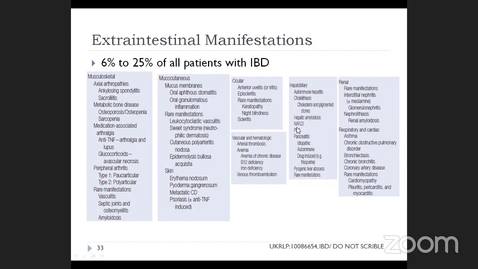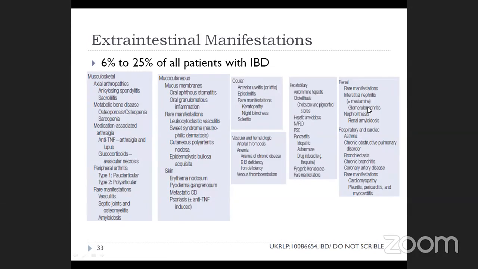The other associated extraintestinal manifestation is cholelithiasis, which is more common in Crohn's disease because of the involvement of the terminal ileum and because of the involvement of the bilirubin reabsorption. There's a disturbance in the intrahepatic circulation of the bile.